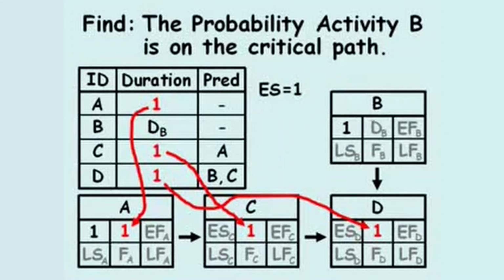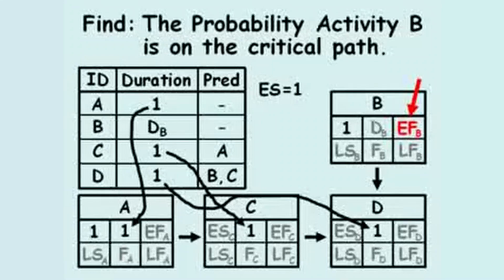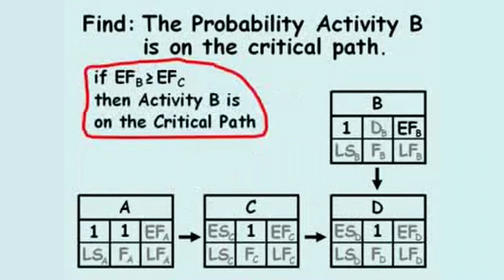The problem asks to find the probability activity B is on the critical path. One way to test for the critical path in this problem would be to say activity B is on the critical path if the early finish of activity B is the largest or tied for the largest early finish of all activities which are predecessors to activity D. Since activity C is the only other predecessor activity to activity D, we can say activity B is on the critical path if the early finish of activity B is at least the early finish of activity C.